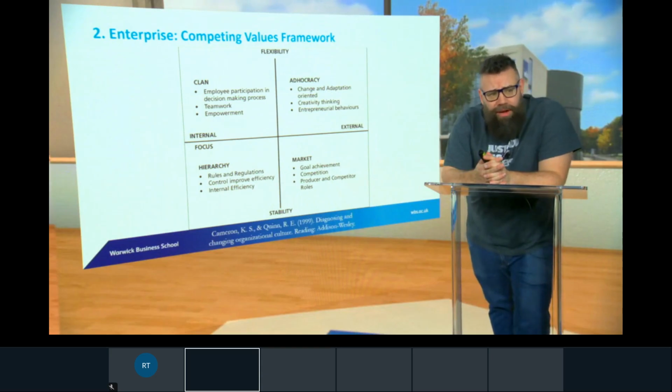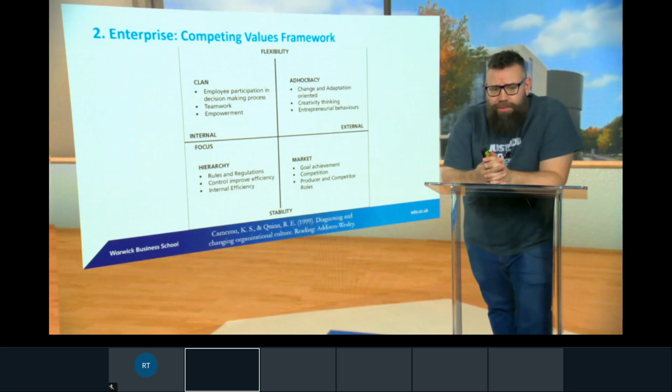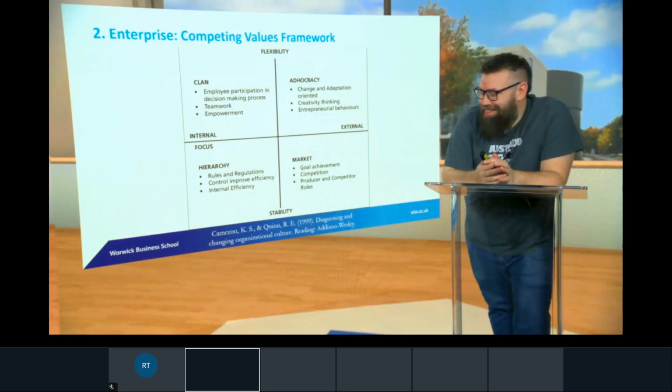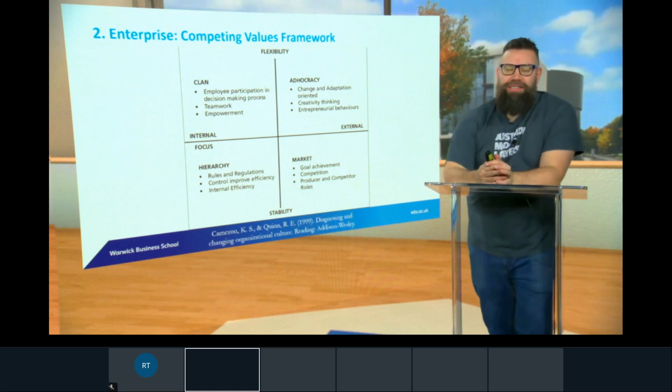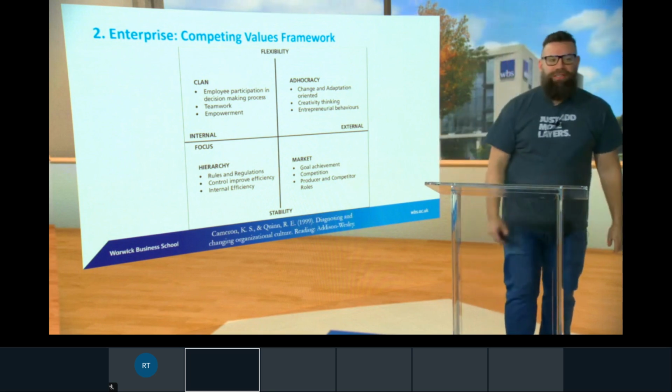And our last one, overlapping a bit with process, hierarchy. We're internally focused, we're focused on stability. Government organizations tend to be this way. It's all about rules, and universities are often somewhat this way. Rules and regulations, efficiency is the goal. It's all about maximizing and improving our internal processes.